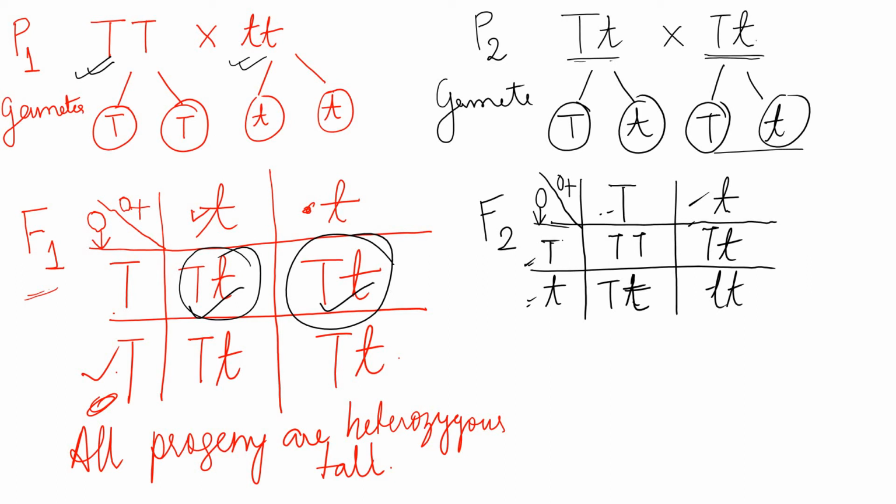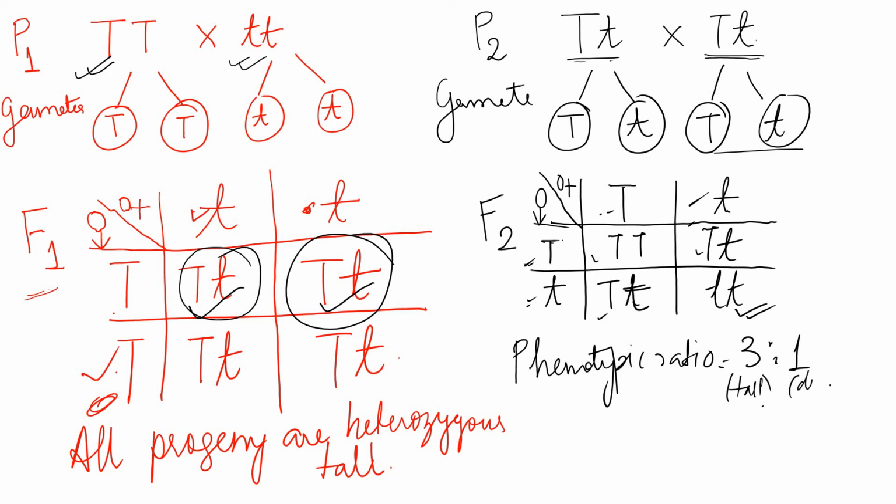Now after crossing, in the F2 generation, if we have to write the phenotypic ratio, we need to write it in this way. That means what? Just by looking at the genetic code, we can understand that there are three tall plants and one is a dwarf one. Okay, 3 tall and 1 dwarf.